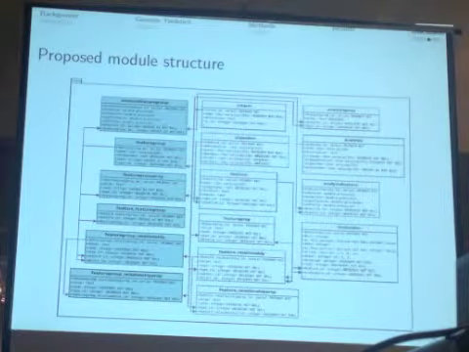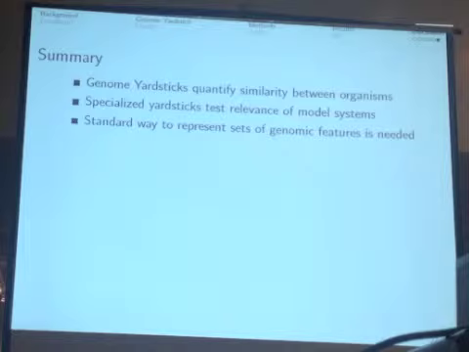Okay. Anyway, I hope that I've convinced you that these genome yardsticks can quantify similarity between organisms, and that these specialized yardsticks could test the relevance of model systems, and that we really want a way to handle sets of genomic features that is standardized and agreed upon by everyone, and of course it's going to be really hard. It would be something that we would really love if it was part of Chado.